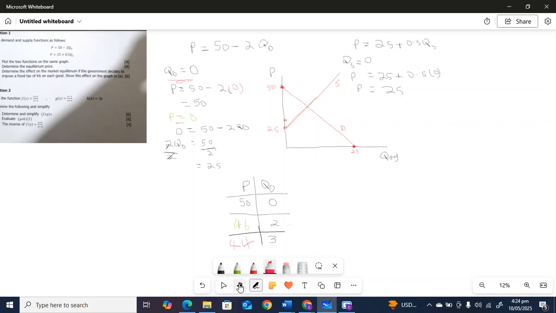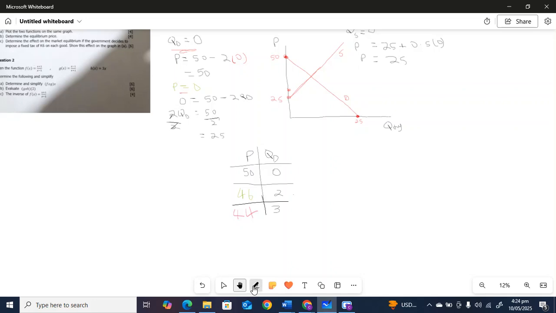Okay, and then you say, okay, when QD equals 4, we'll end on 4 here. You'll get the concept by here. So when QD equals 4, what is P? Remember, we're just substituting in here. 42. Yes. So you continue, you just be picking values.